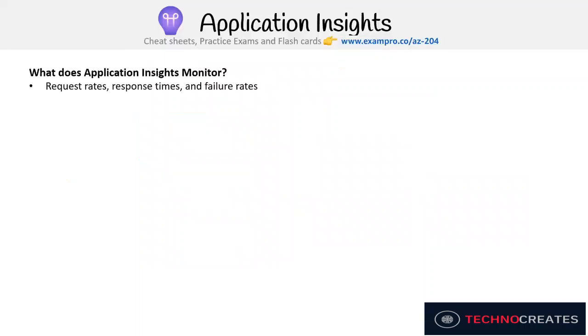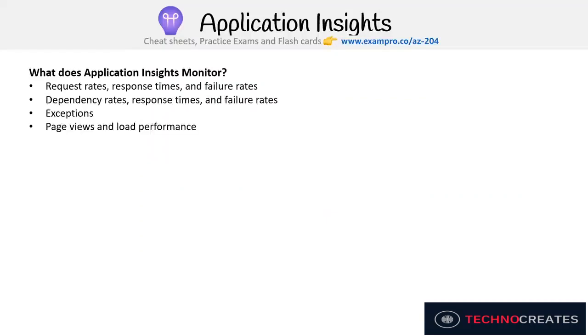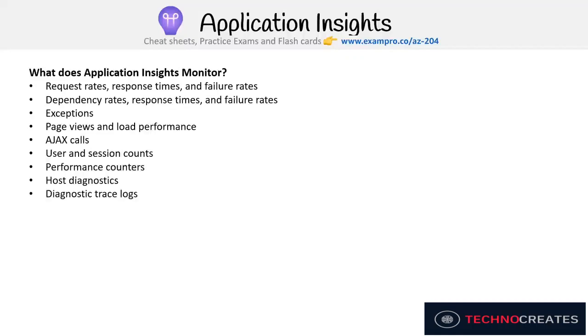And I just got a big old list here just to tell you all the things you can do with it. So what does Application Insights monitor? Well, request rates, response time, failure rates, dependency rates, response times, failure rates, exceptions, page views, load performance, AJAX calls, user and sessions count, performance counters, host diagnostics, diagnostic trace logs, custom events, metrics. So there you go. That's a big old list.